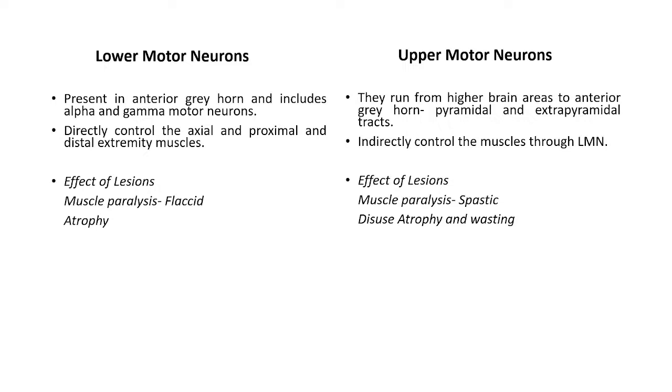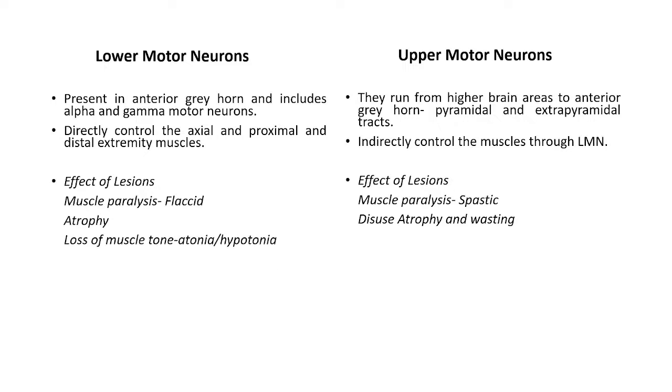Here, all the lower motor neurons are intact, but the commands coming from higher areas are not being delivered to the lower motor neuron and consequently to the muscle. The muscle will undergo disuse atrophy and wasting. More or less both things are synonymous, they are not entirely different. But when we say it is upper motor neuron lesion, we say there is disuse atrophy and wasting. When we say lower motor neuron lesion, we say that there will be total atrophy of the muscles.